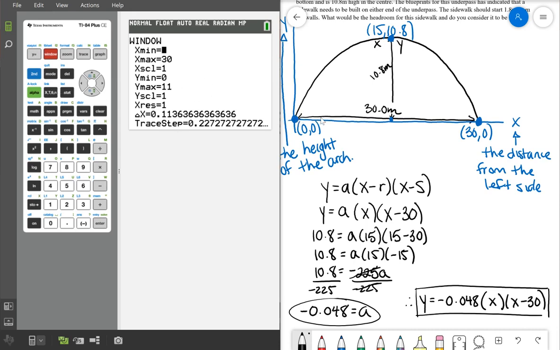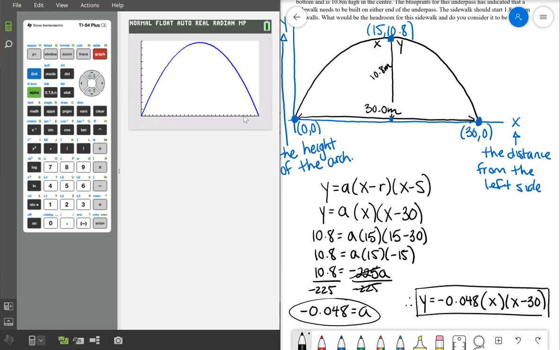What we can see is that on my x-axis, we were going from 0 to 30. So my minimum is 0, my maximum is 30. For the y scale, I was starting at 0, and I was reaching a maximum height of 10.8. So instead of using a decimal, I just went up to 11. When I hit graph, here's what I see. And now this is kind of matching the picture that I've drawn.